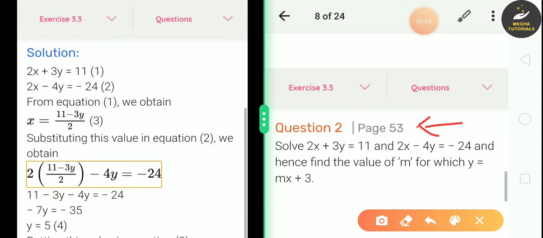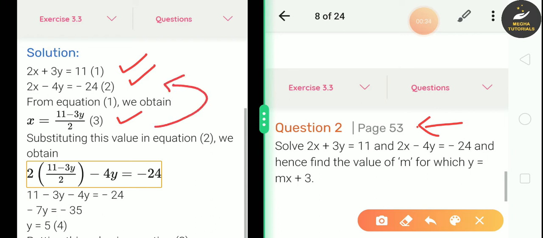Question 2. Solve 2x plus 3y is equal to 11 and 2x minus 4y is equal to minus 24, and hence find the value of m for which y is equal to mx plus 3. So equations are 2x plus 3y is equal to 11, equation 1, and 2x minus 4y is equal to minus 24, equation 2. Then from equation 1 we can get x is equal to (11 minus 3y) upon 2. Put this value in equation 2.